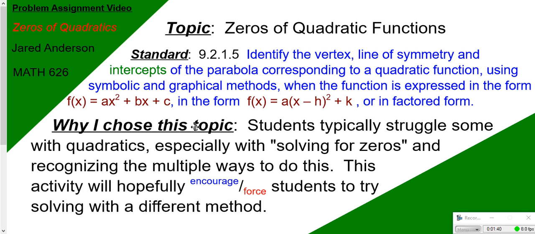The reason I chose this topic is because I know that my students typically struggle with some things from quadratics, especially this idea of solving for zeros and recognizing that there are multiple ways to do it. Again, you can graph, you can use different symbolic ways, you can factor, multiple different ways to solve for it. The activity that we'll work on today will hopefully, I'm going to use 2 words here, both encourage and force students to try solving with a different method. I want them to be able to recognize multiple ways to do it.